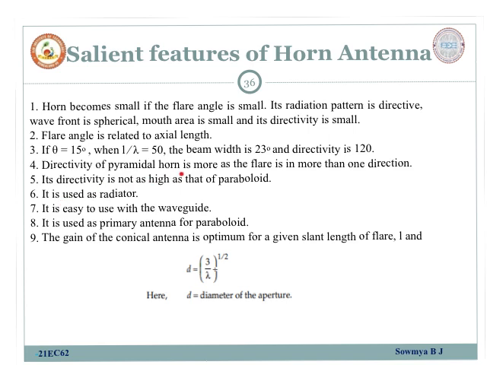The directivity of the pyramidal horn is more as the flare is in more than one direction. This directivity is not as high as that of the paraboloid, and it is used as a radiator. It is easy to use with a waveguide. It is used as primary antenna for the paraboloid, and the gain of the conical antenna is optimum for a given slant length of flare L, and d is equal to (3λL)^(1/2).